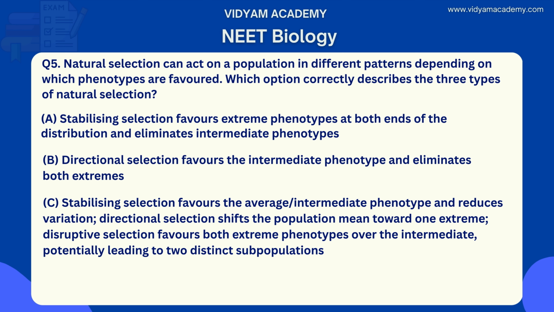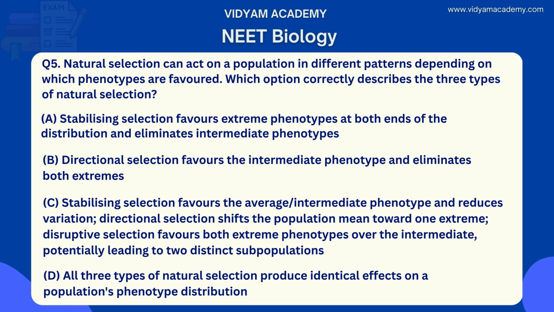Stabilizing selection favors the average intermediate phenotype and reduces variation. Directional selection shifts the population mean toward one extreme. Disruptive selection favors both extreme phenotypes over the intermediate, potentially leading to two distinct subpopulations. Option D. All three types of natural selection produce identical effects on a population's phenotype distribution. Would you guess the right answer? Yes, the right answer for this question is option C.